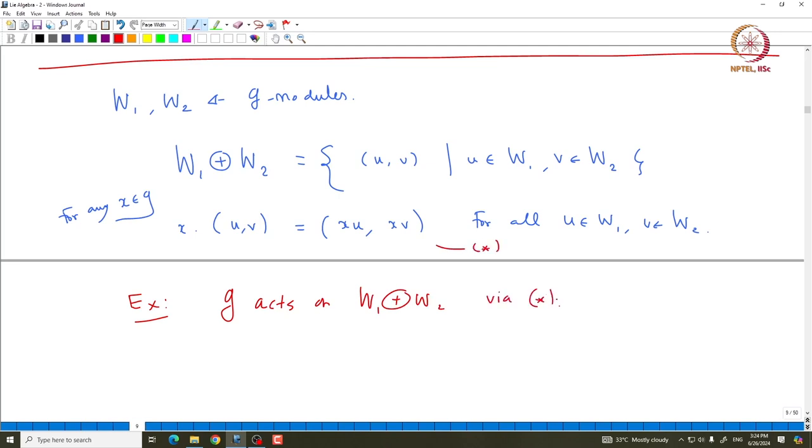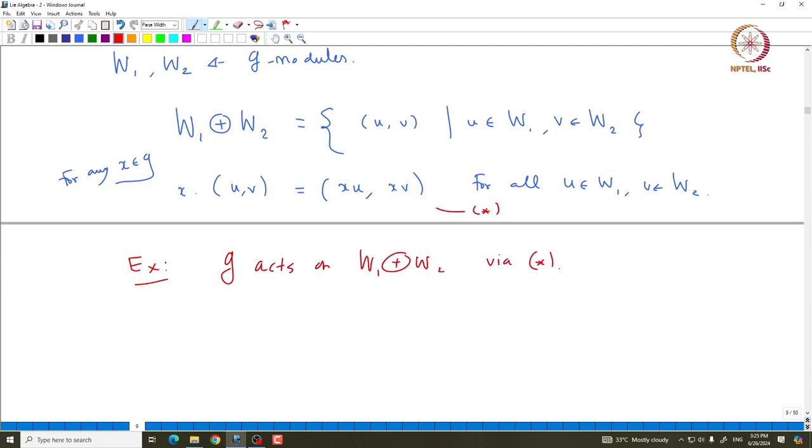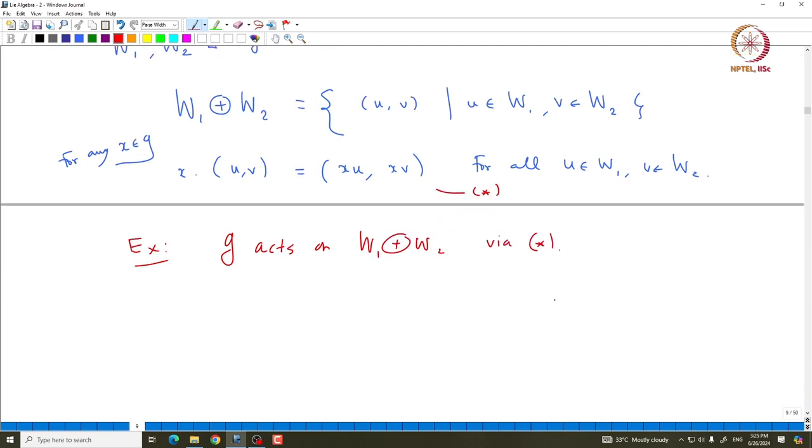That makes W1 direct sum W2 a G module, and this is indeed called the direct sum of W1 and W2. So a module is said to be a direct sum of finitely many modules W1, etcetera, Wk, if it is isomorphic to W1 direct sum, etcetera, Wk. It is easy to generalize this notion to any finitely many direct sum. I will leave it to you.